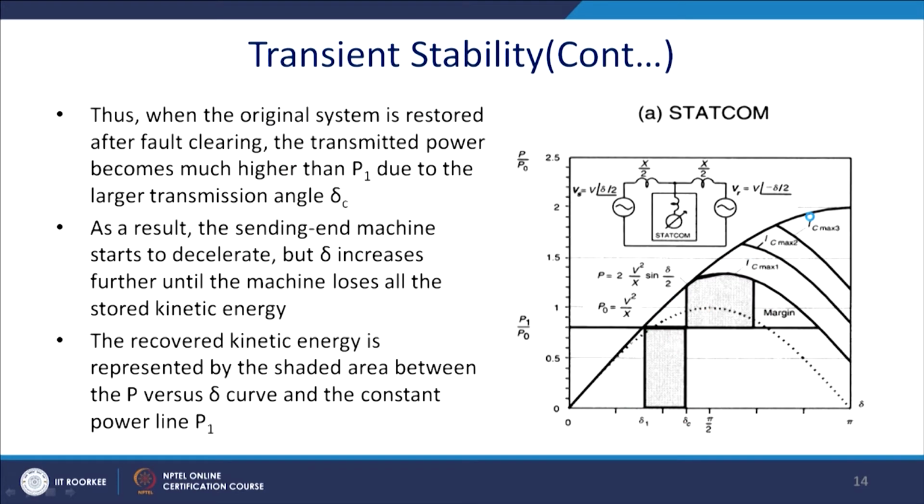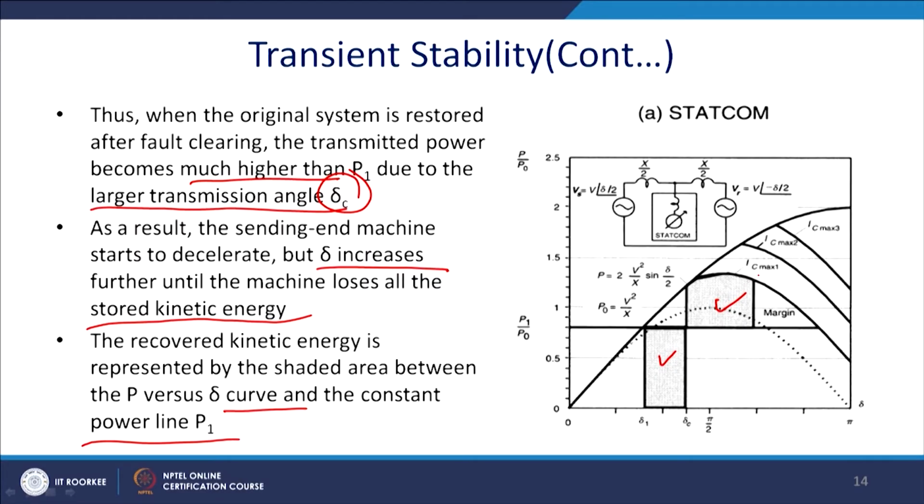So, what happens when the original system is restored after fault clearing is that the transmitted power becomes much higher than P1 due to the larger transmission angle delta C. As a result, the sending end machines start decelerating, but delta increases further until the machine loses all the stored kinetic energy. The recovered kinetic energy is represented by the shaded area between the P versus delta curve and the constant power line P1. So, this is your accelerating area, this is your decelerating area.